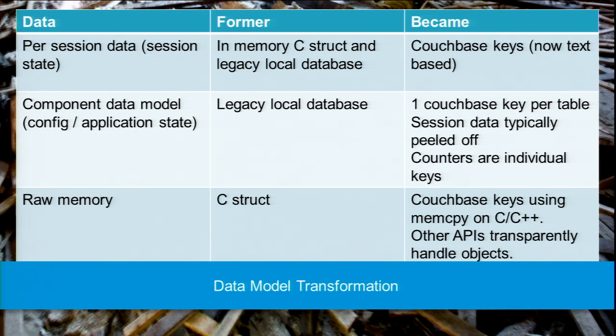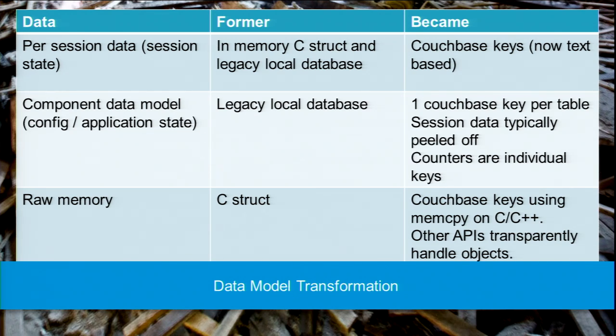To walk through some of the underlying concepts, this is some of the data model transformations that we had to do. We deal a lot in session data, and we were previously storing those as in-memory C structures, and then in our local database. Those now became Couchbase keys. One per session, one session ID equals one Couchbase key.